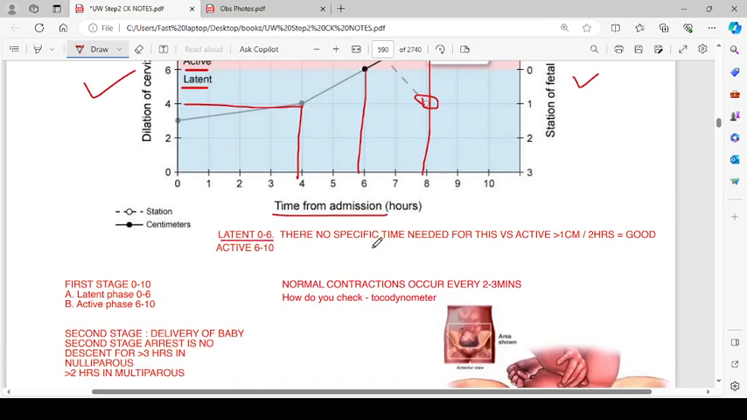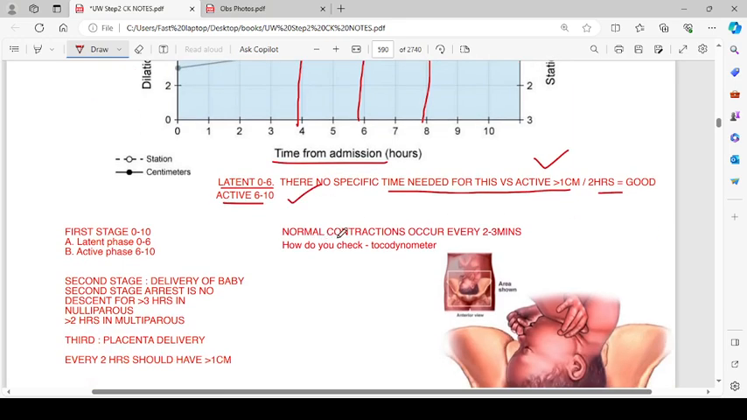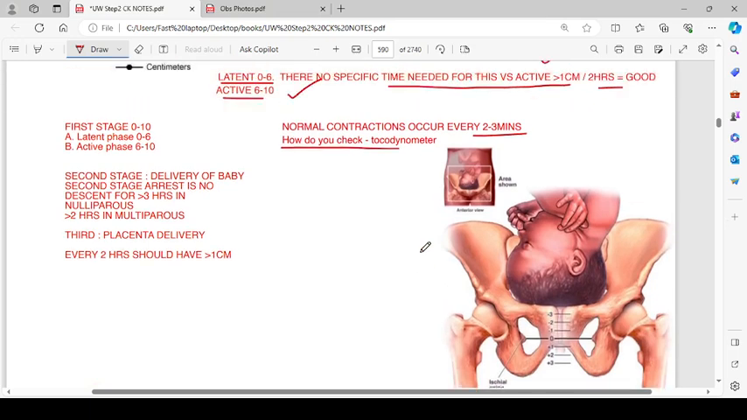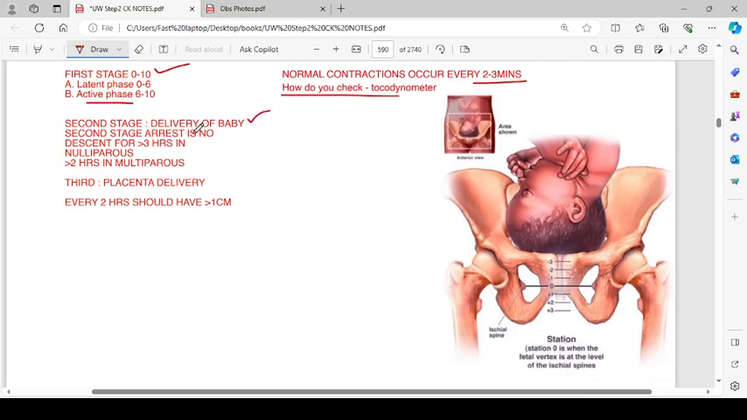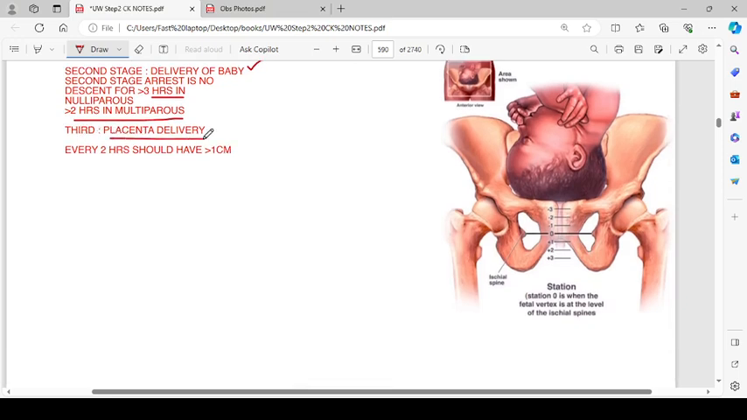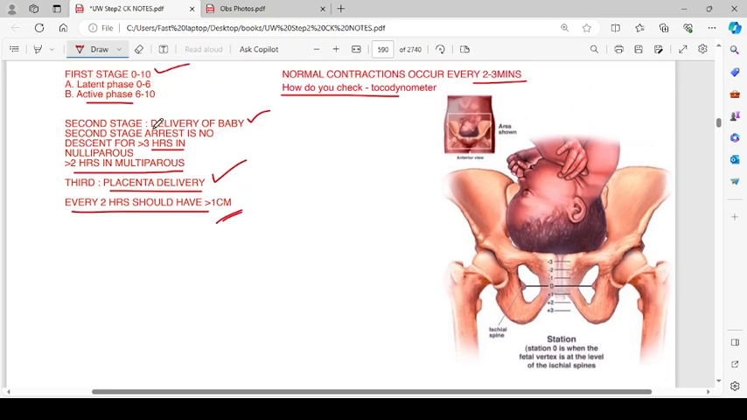Latent phase is 0 to 6 hours. There is no specific time needed for this, versus active, where it is 1 centimeter every 2 hours, good active 6 to 10 hours. Normal contraction occurs every 2 to 3 minutes. How do you check? We use tocodynamometer. First stage is 0 to 10 hours, latent phase is 0 to 6, and active phase is 6 to 10. Second stage, delivery of the baby. Second stage arrest is no descent for more than 3 hours in nulliparous and more than 2 hours in multiparous. Third stage is placental delivery, and every 2 hours should have at least 1 centimeter in the first stage.